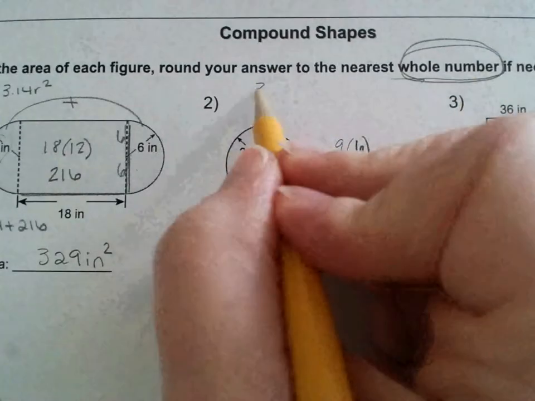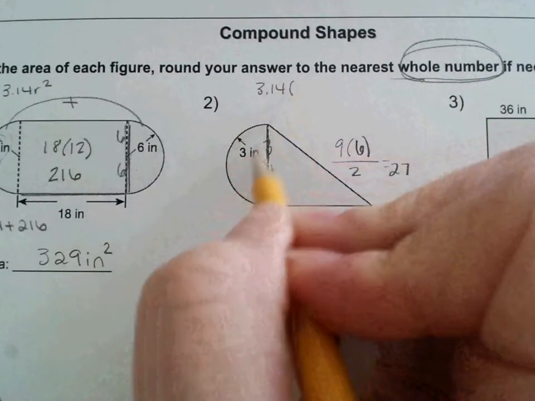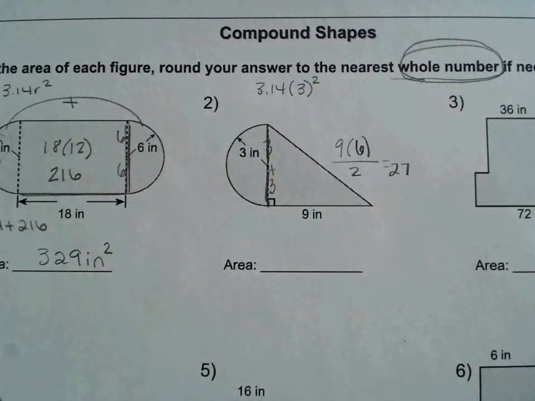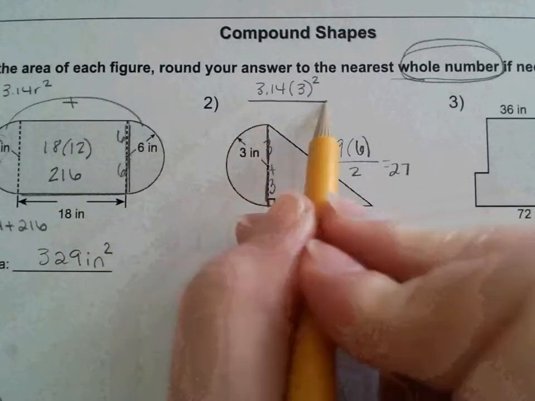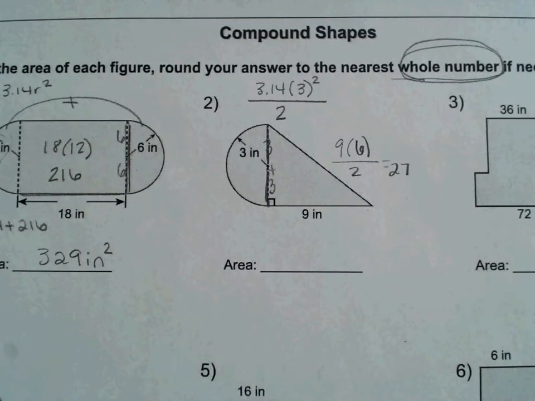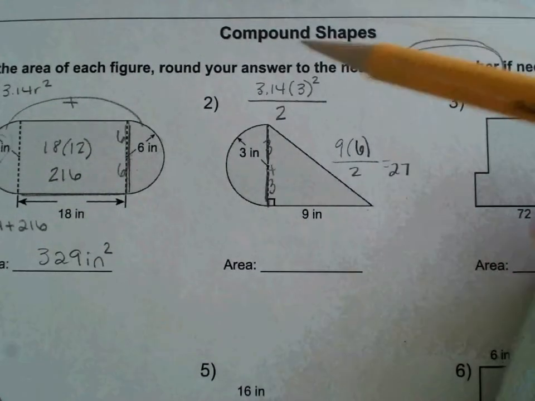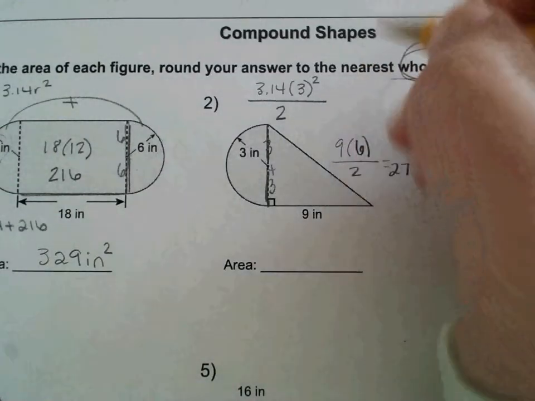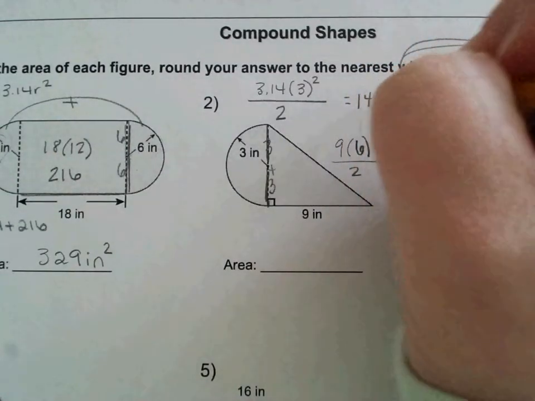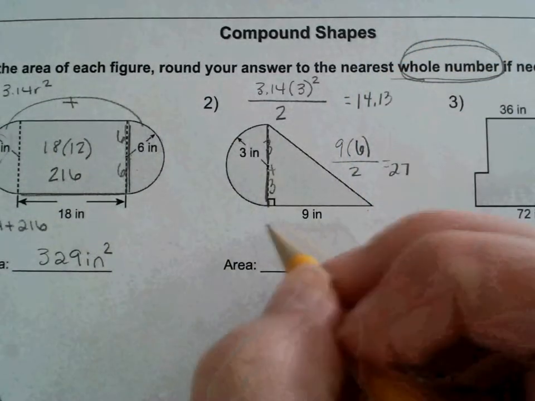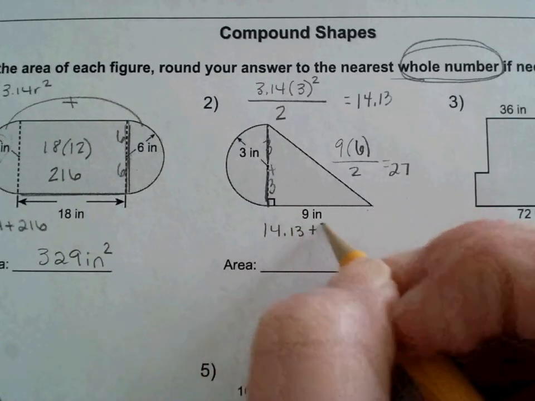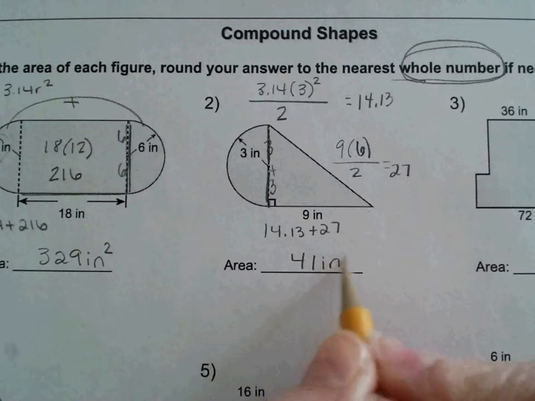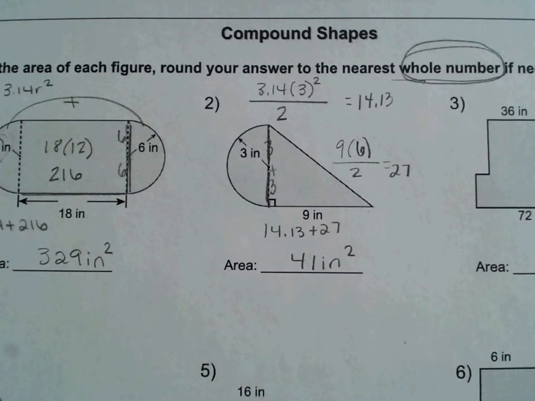For my circle, I'm going to do 3.14 times my radius, which is 3, squared. But since I only have half a circle here, I've got to cut that in half. So I'm going to divide it by 2, because I want to cut it in half. So I'm going to do 3.14 times 3 squared is 9, and divide by 2, which is going to give me 14.13. I'm going to take 14.13 plus 27, rounding to the nearest whole number, I get 41 inches squared.